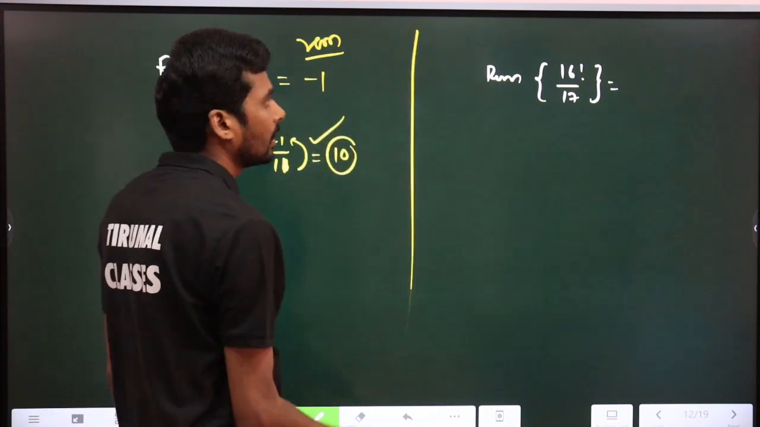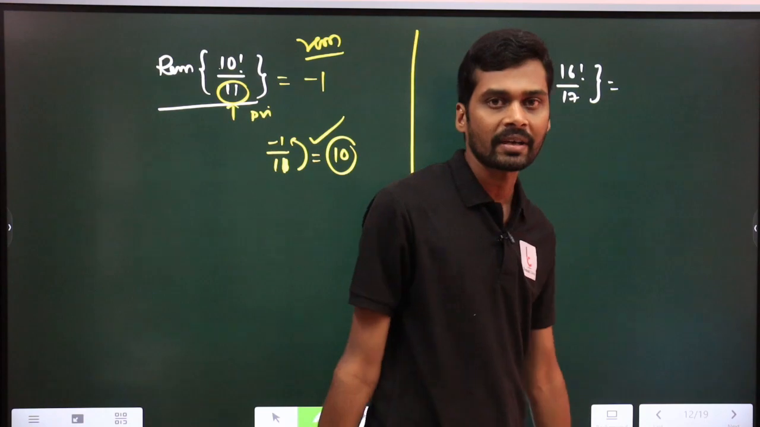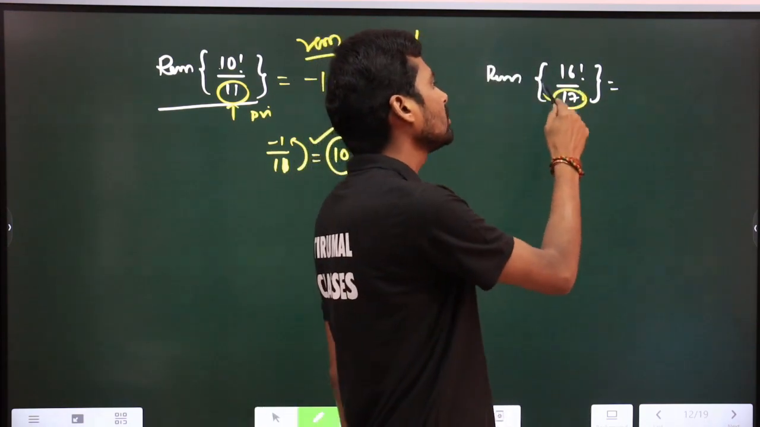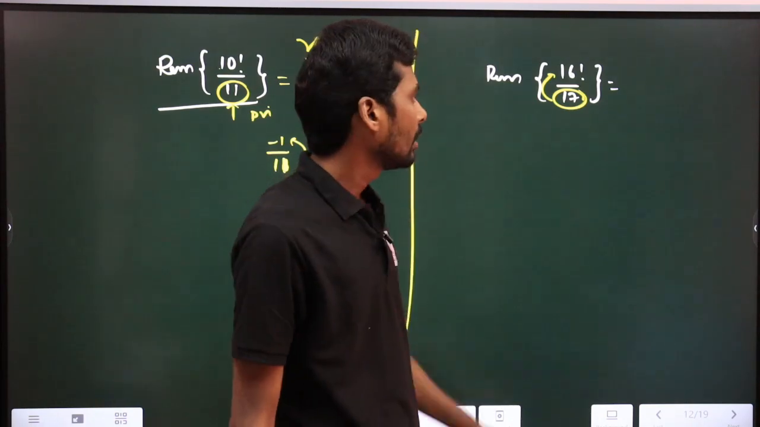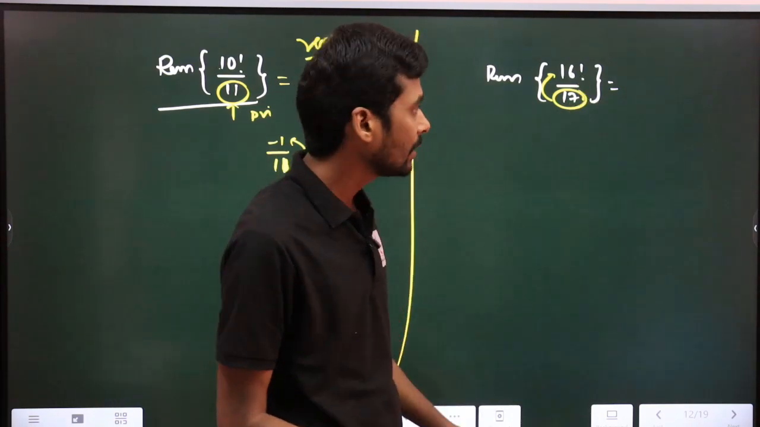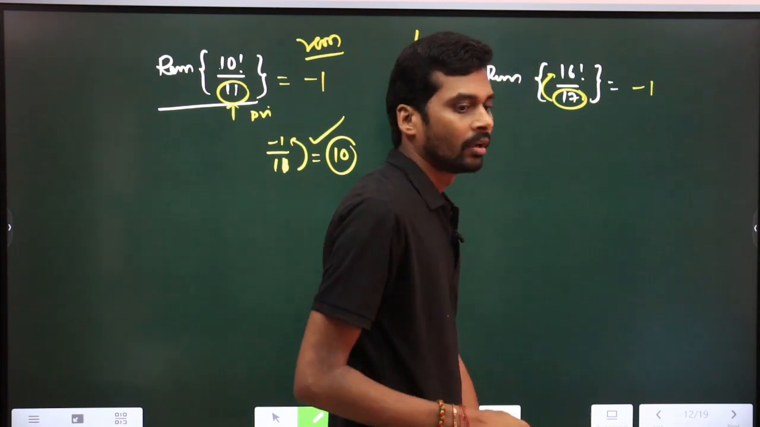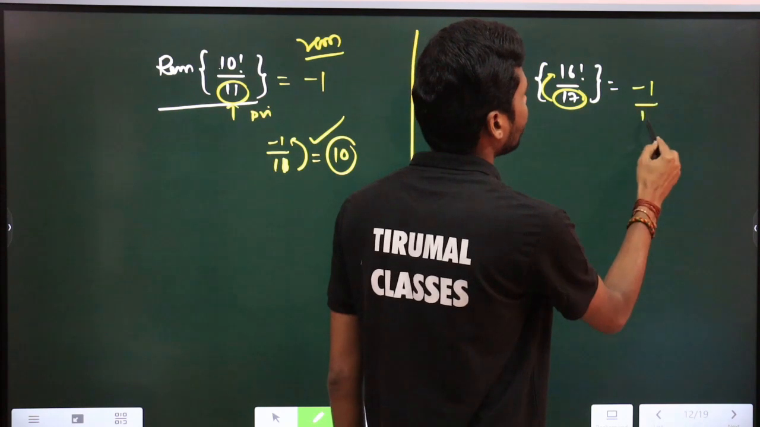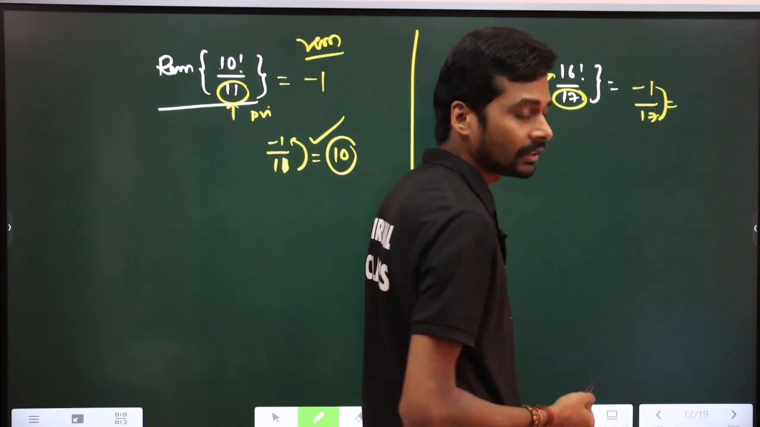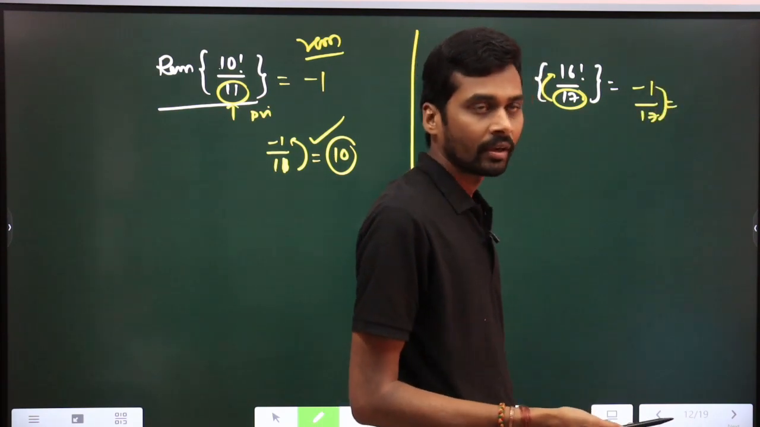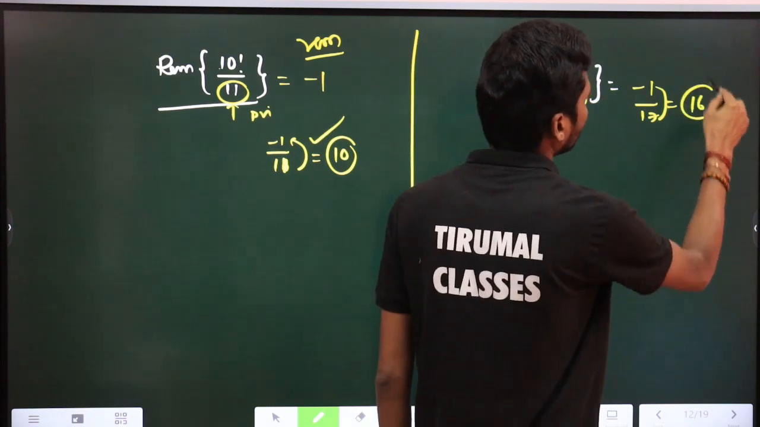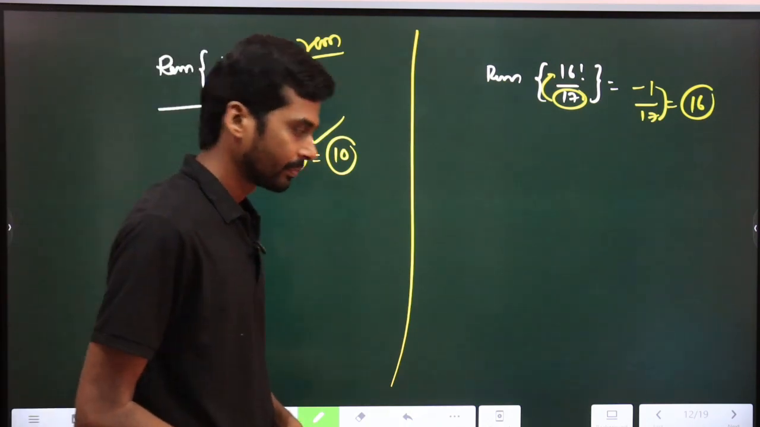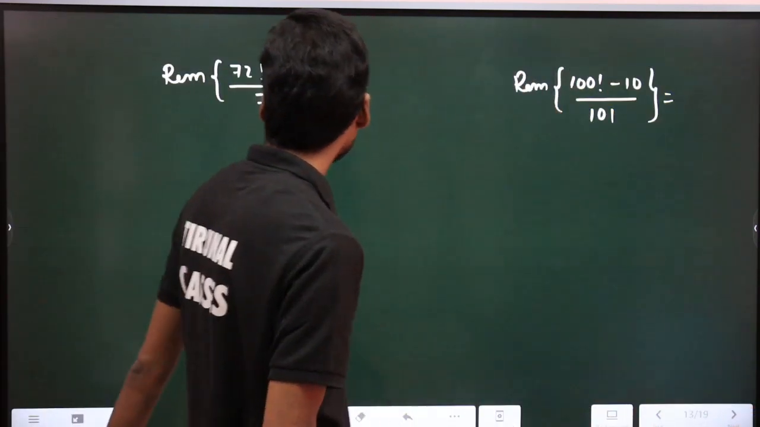Similarly, take the remainder of 16 factorial divided by 17. 17 is a prime number, the numerator is 1 less than the denominator, and we have the factorial term. Then immediately the answer is minus 1. But since we have to express it as a positive value, minus 1 by 17 means 17 minus 1. So the positive remainder is 16. Is it clear? Okay, next.